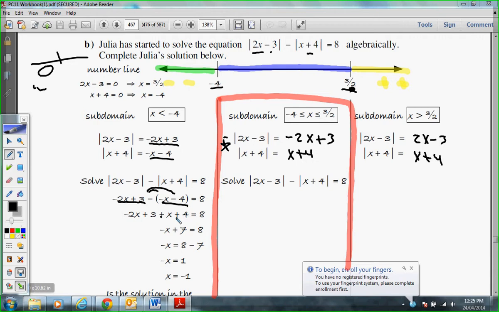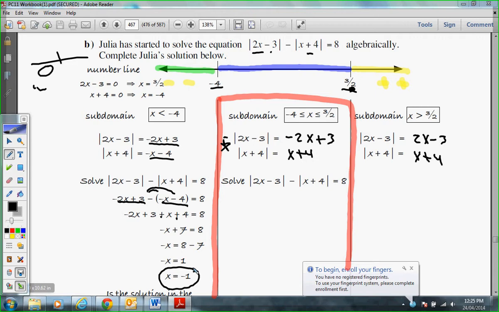Okay, and now we just combine like terms. Negative 2x plus x is negative x. 3 plus 4 is 7. Minus 7, we get 1. Negative x equals 1, so x equals negative 1. That's our first answer. We're going to check them all at the end. We won't check now.